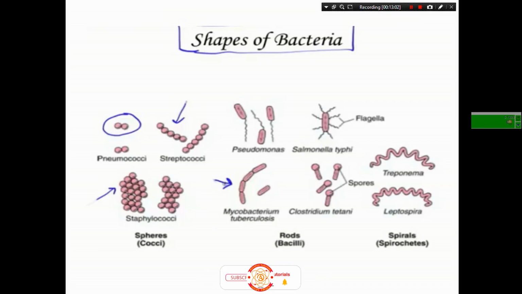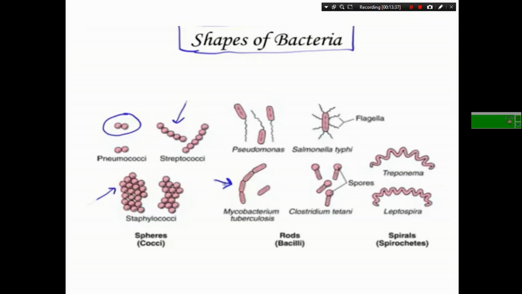If you look at examples of cocci shaped bacteria: staphylococcus, pneumococci, streptococci. Another example is Streptococcus mutans, which leads to tooth decay. Streptococcus pneumoniae attacks our lungs or respiratory system, and staphylococci can attack the skin. So these are cocci shaped bacteria, which are spherical.